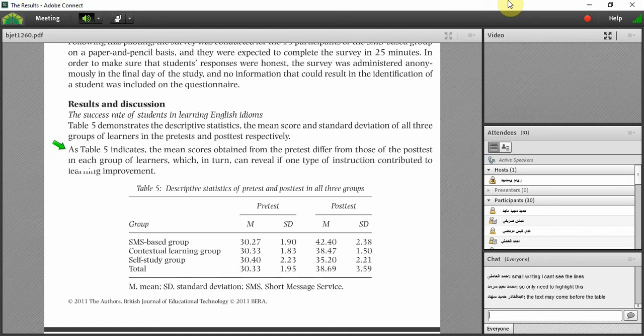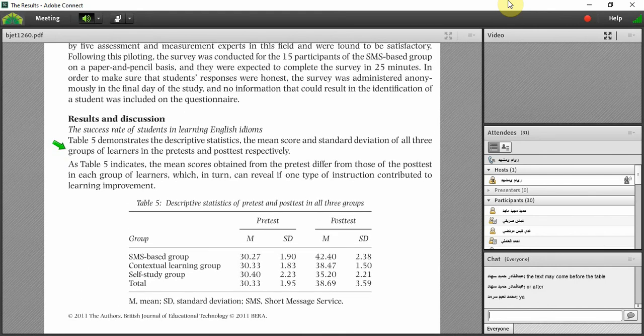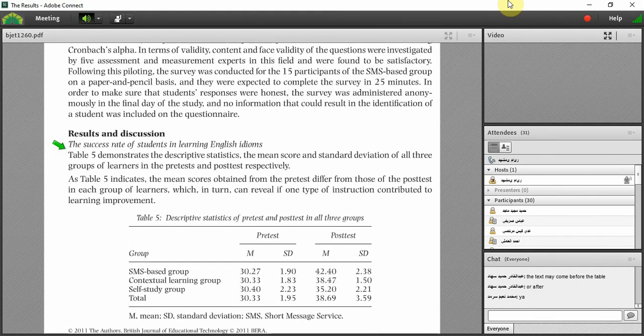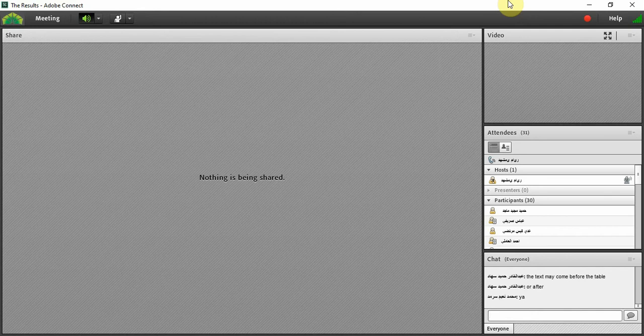Yeah, Sohat, this is a very good comment. Thank you. The text may precede or come after the table. Before or after, no problem. Very good comment, Sohat. So, my dear students, this is all about the results section. Don't worry about anything. Okay, let me get back to the file.